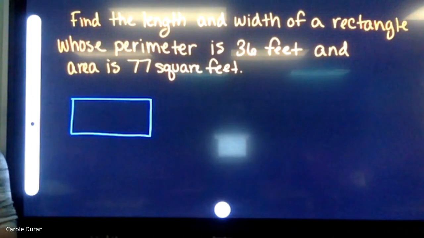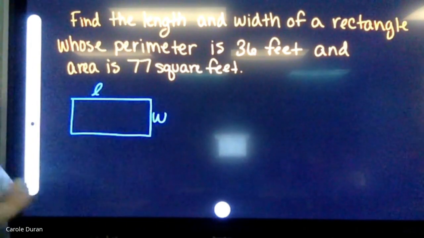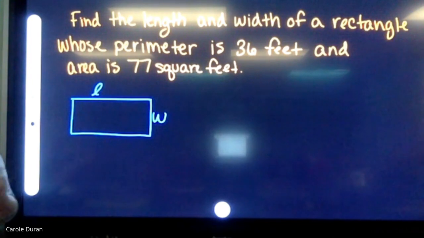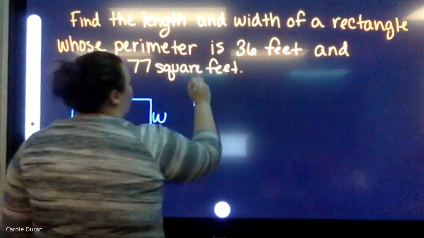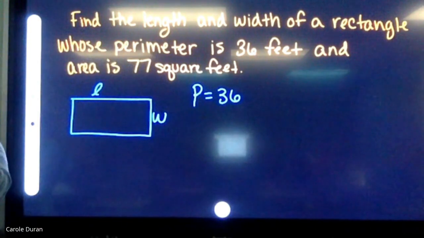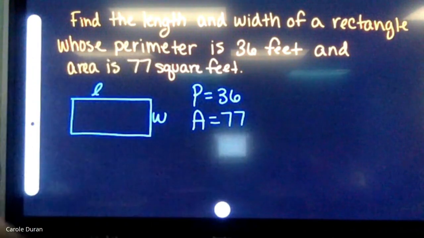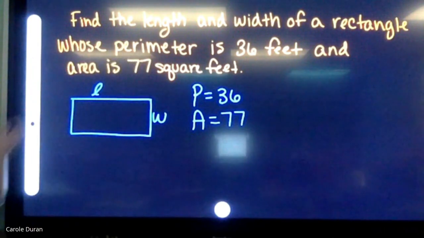On this rectangle, I have 2 sets of sides. What are those sides called? Length and width. Awesome. I don't know anything about that length and the width, but I do know some stuff about other portions of this rectangle. What's the first piece of information that it gave me about my rectangle? The perimeter is 36 feet. Okay, so my perimeter P is equal to 36 feet. And then what else do I know? And the area is 77 feet squared. So area is equal then to 77. So I have that my sides are length or width, and I have that my perimeter is equal to 36 and my area is equal to 77.